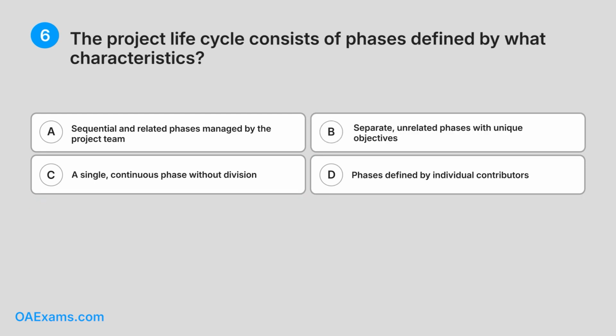6. The project lifecycle consists of phases defined by what characteristics? A. Sequential and related phases managed by the project team. B. Separate, unrelated phases with unique objectives. C. A single continuous phase without division. D. Phases defined by individual contributors. Can you guess the answer?